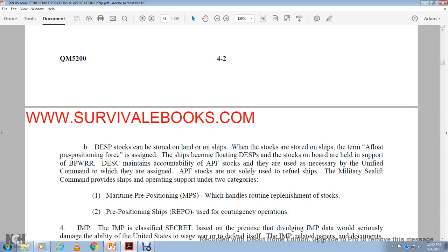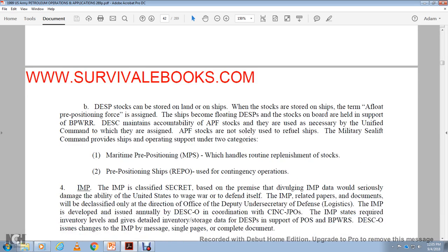The DESC 19 of the Act, the APF stock, is necessary for the unified command for the assignment of the APF stock of the Northern are not solely with the refuel ship. The Military Sealift Command provides shipping operating support in two categories: maritime pre-positioning, to handle the routine replenishment of the stock, and pre-positioning ships, valued for contingency operations.